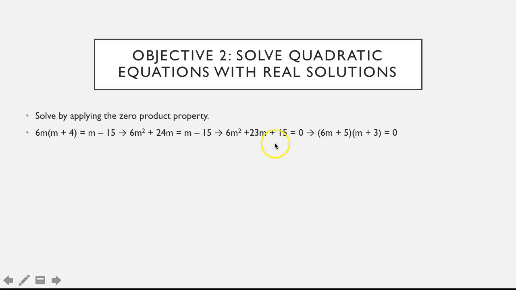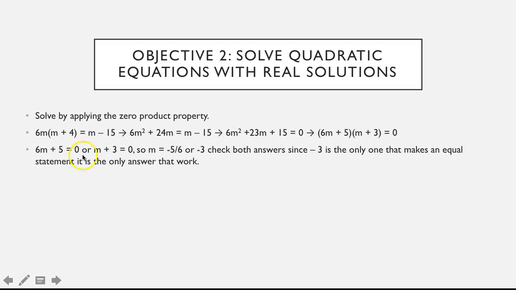After you have it set equal to 0, you need to factor 6m and m and 5 and 3. Remember, you're looking at the factors of 6 with factors of 15, that when you multiply 6 times 3 and 5 times m, they will add to your 23, your middle term here.